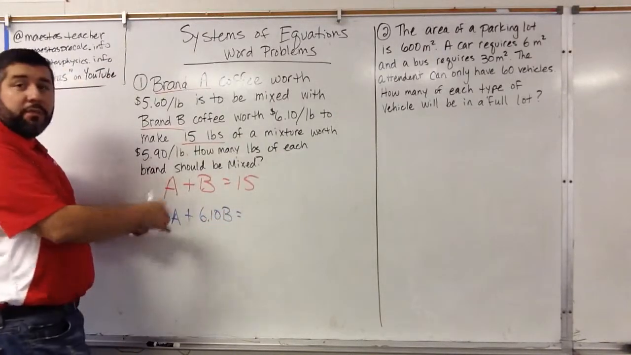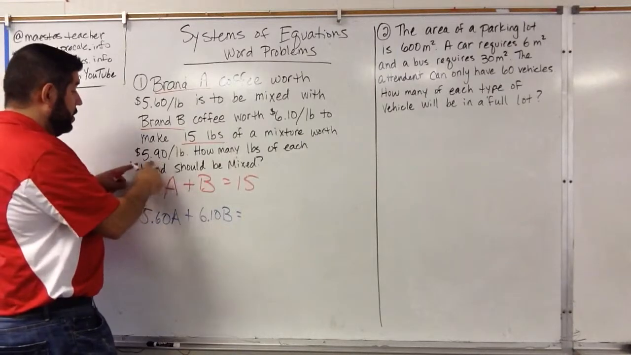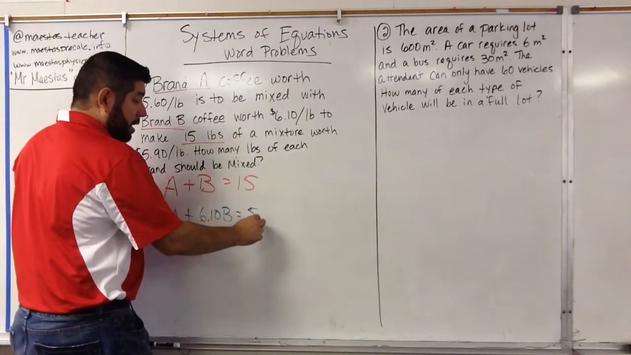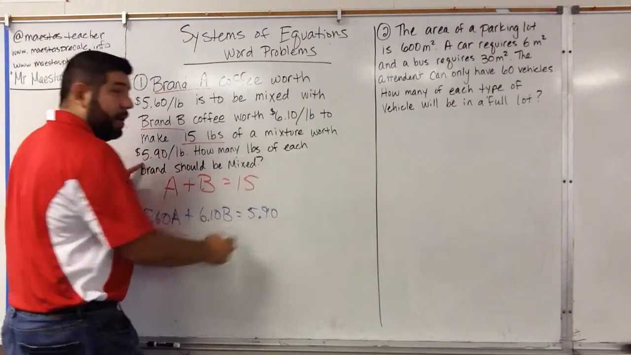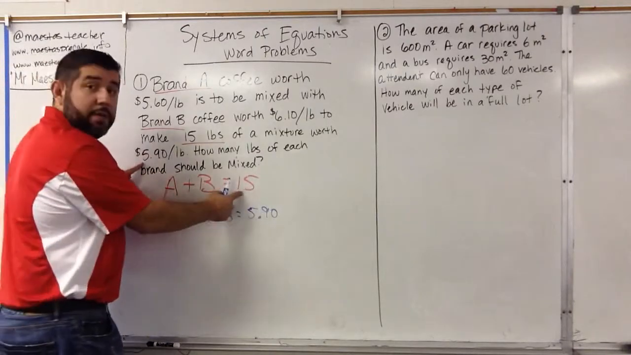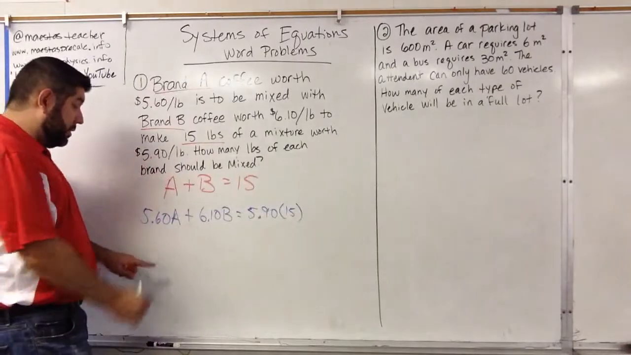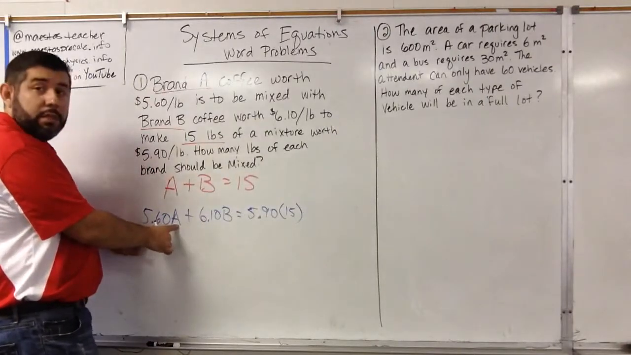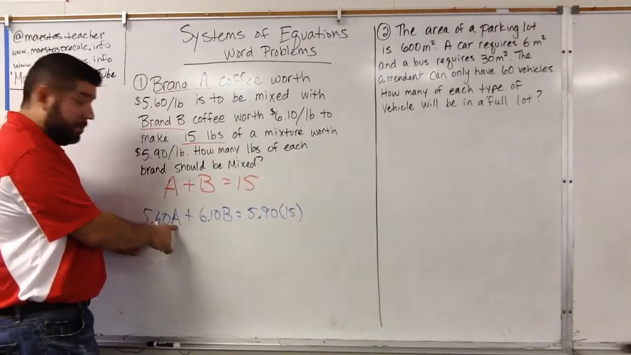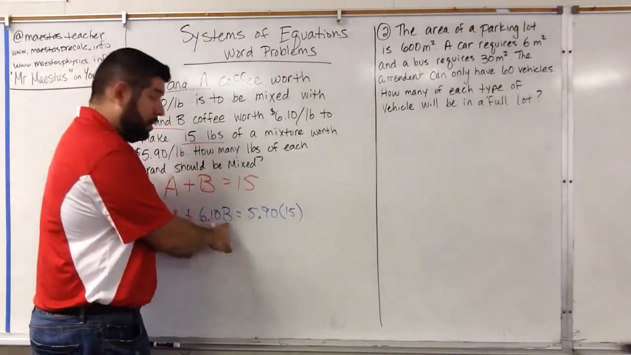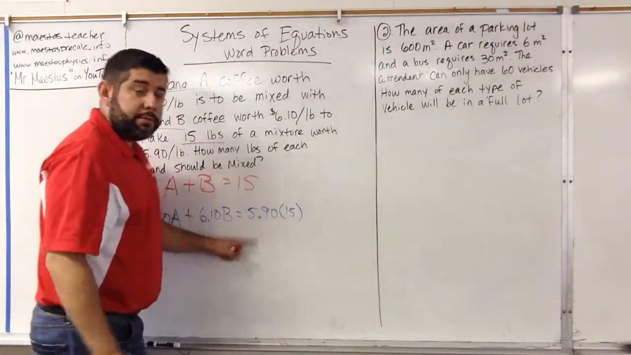And then our price for the entire mixture is going to be $5.90 per pound. Well, how many pounds do we have? We have 15 pounds, so we need to multiply this by 15. And we can see that it's cost times amount, cost times amount, cost times amount.